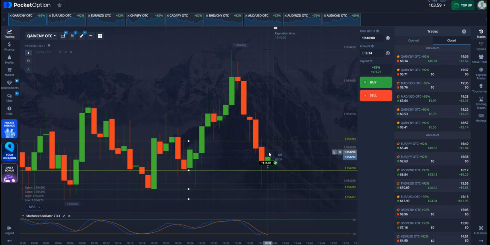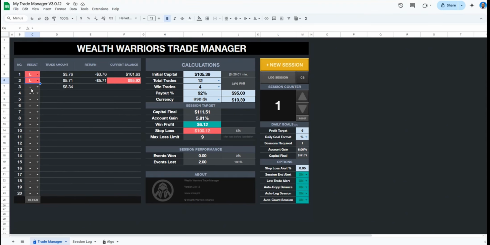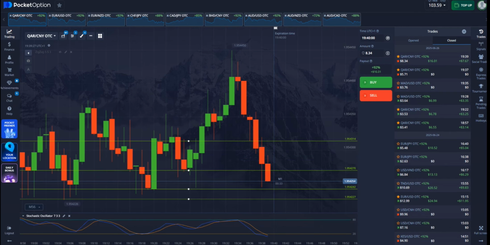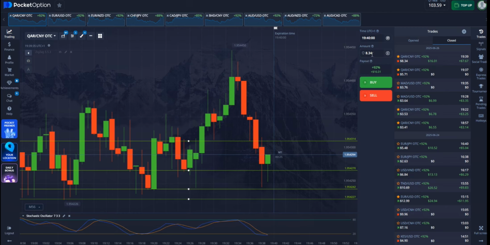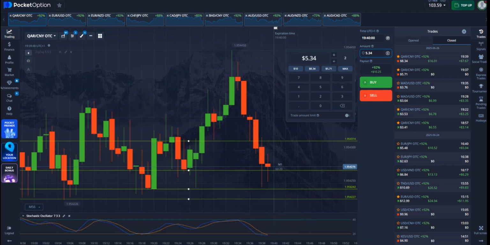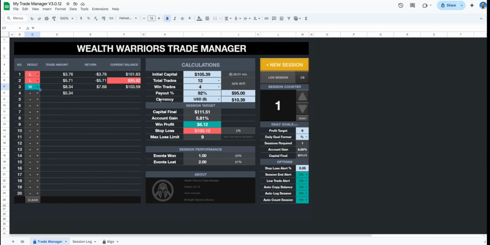Let's look at this. 5.71. I need 2 wins because I've not recovered my profits back. I need to take more than 4 trades. I need to have 4 wins here to recover my profits because I'm lower than the amount I entered. See, I entered with 105, so I need more than 4 wins to finish this session. 5.34. The target is 111.